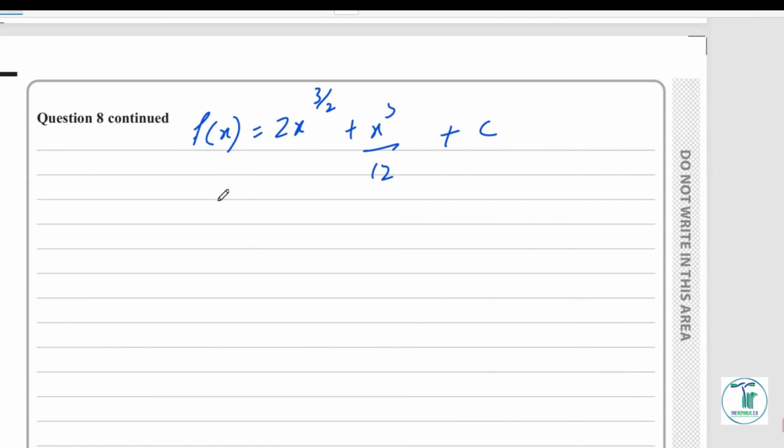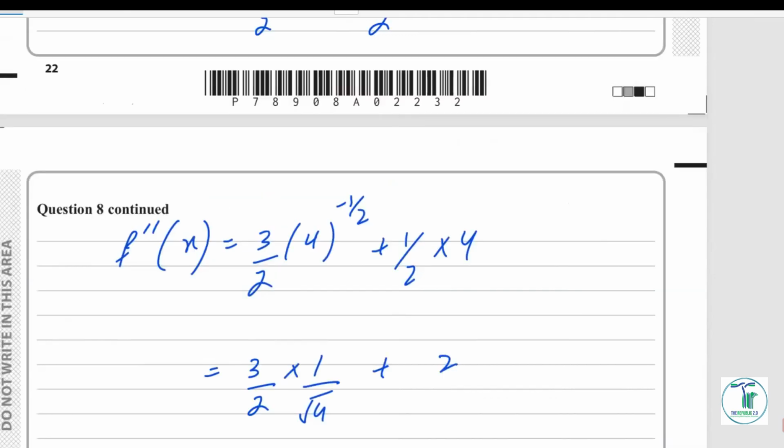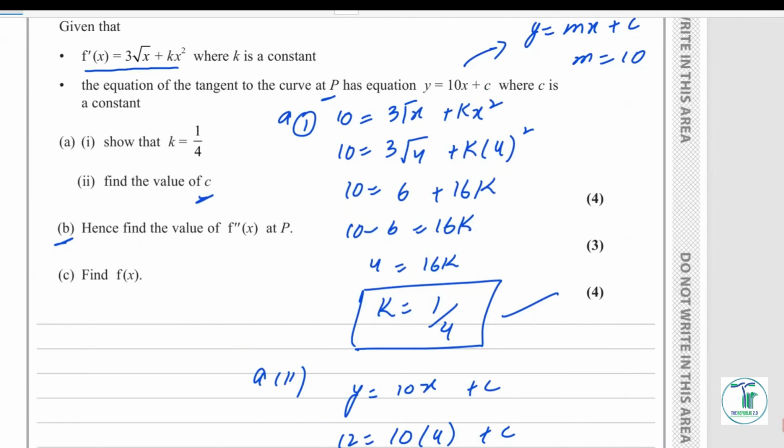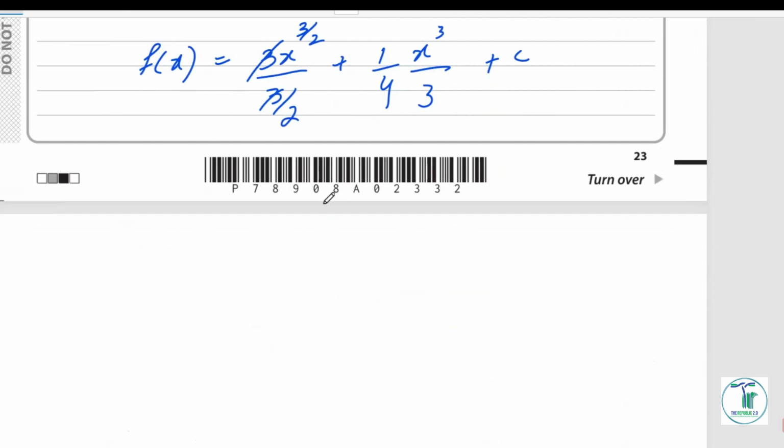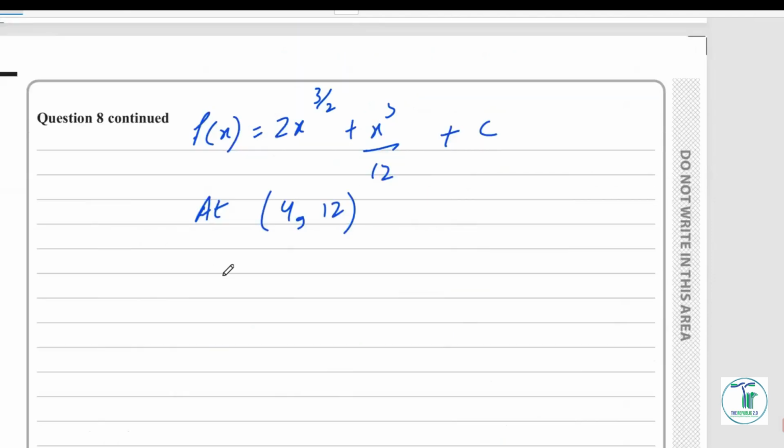So at the point, the point was 4, and if I'm not wrong, the other coordinate was 12, right? So I'm just going to plug that point in. In place of f of x, I'm going to write 12, 2 times 4 to the power of 3 by 2 plus 4 to the power of cube divided by 12 plus c.